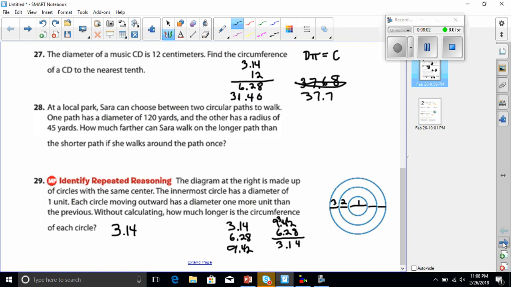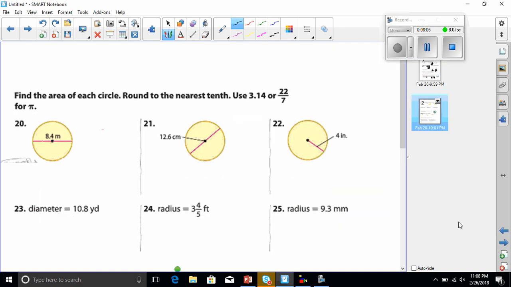Let's go to our next homework page. All right, right over here we've got number 20. So let's find the area of each circle this time, round to the nearest tenth, using 3.14 again. This time they want the area. And we know that the area, from what we've seen in class, is pretty simple. It's simply pi r squared. That means whatever the radius is, we have to multiply it by itself and then multiply it by 3.14. So let's start here.